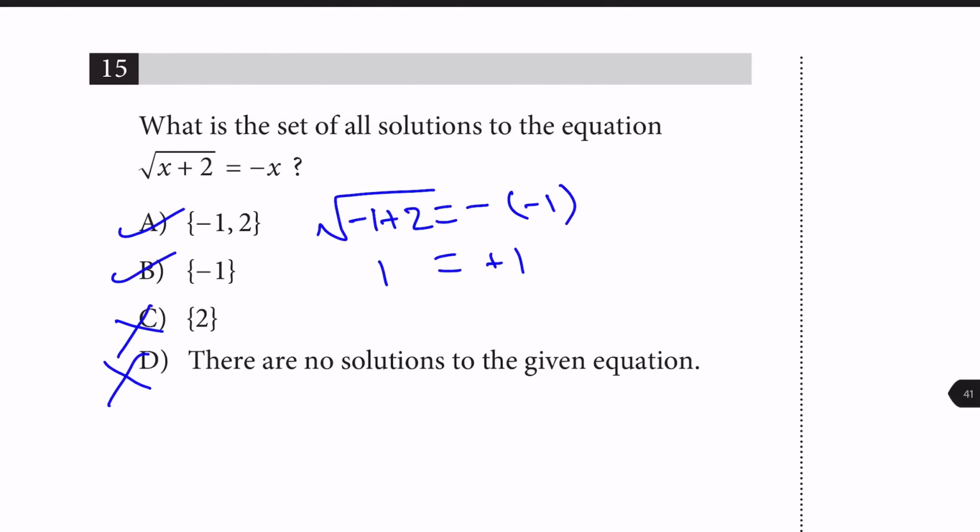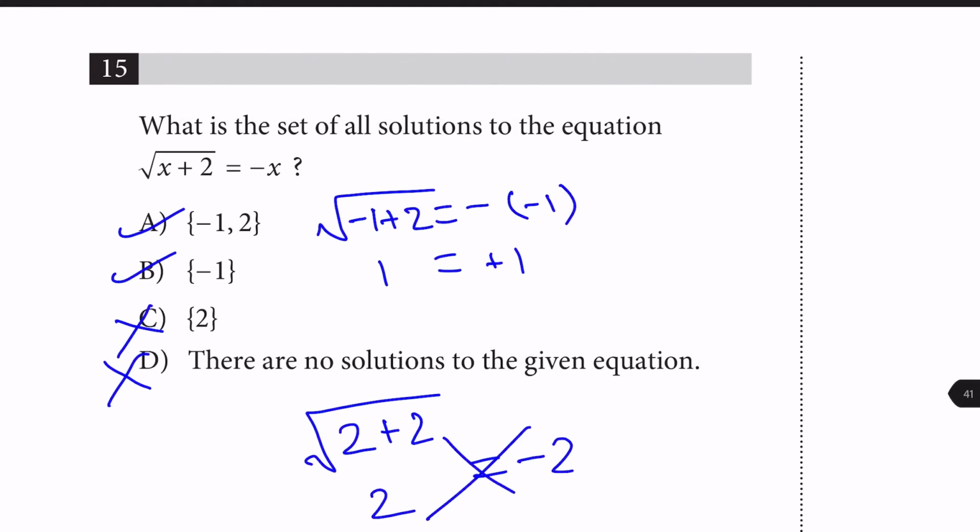If I plug in 2 now, I get root of 2 plus 2, and that is 2. On the right hand side, I have -2. That doesn't work. That means the answer is B, and A doesn't work.